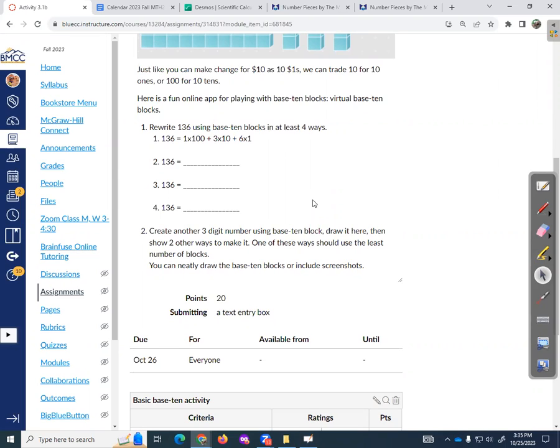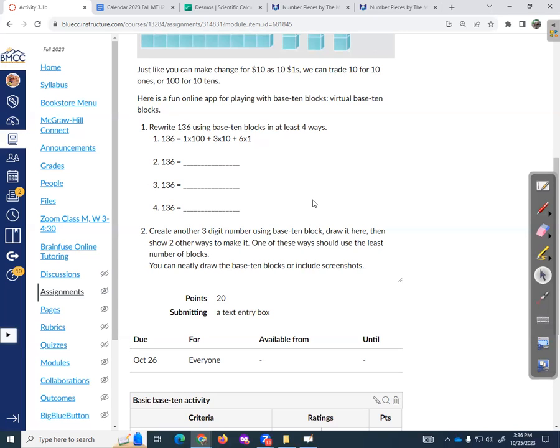I want you to come up with some different ways to use the toys to represent 136 things. And then write down the expanded version of them. Like one way is to grab a 100 block, grab 3 10 blocks, and grab 6 1 blocks. What other ways could you do it? Do it with the blocks and then write the expanded version down.